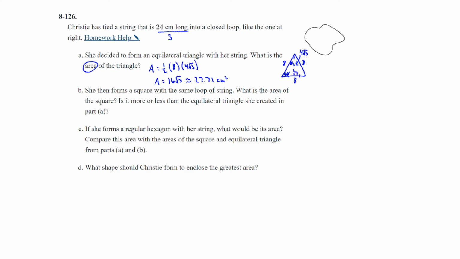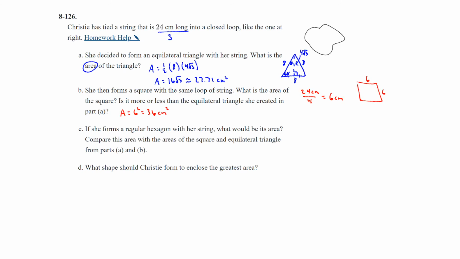So now, since it's 4 sides and it is a square, all the sides have to be the same. So once again, on this one though, we're going to take 24 centimeters and divide by 4 parts, which makes each side length 6 centimeters. So 6, 6, and so on. And so to find the area, we take 6 times 6, or 6 squared, and that's 36 centimeters squared.